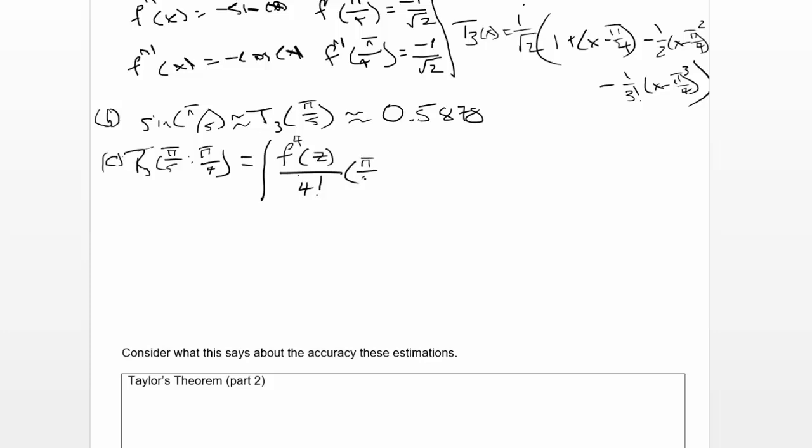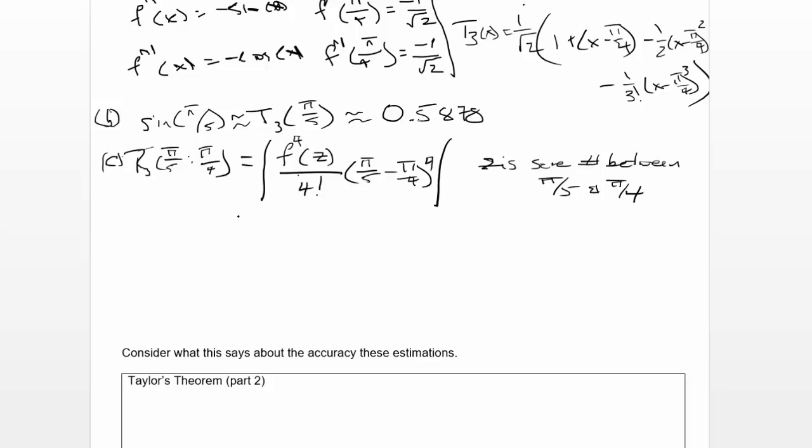Well, x is pi over 5. c is pi over 4. So the fourth power. And our remainder term is going to have the size of this. And recall that z is between x and c. So z is some number between pi over 5 and pi over 4. Okay. We don't know how to compute this because we don't even know what z is, but we can estimate how big this is because we can calculate what form the fourth derivative of this function is.